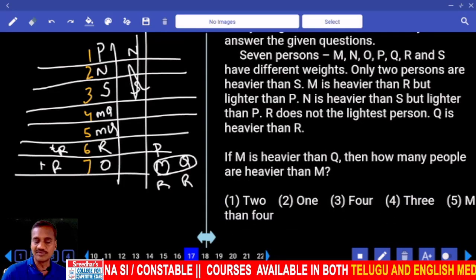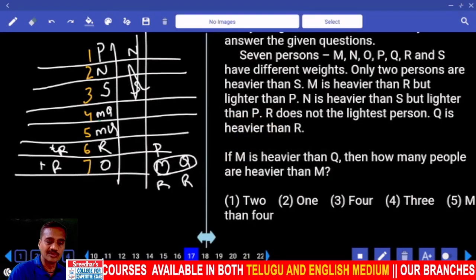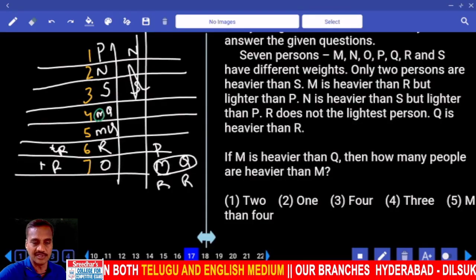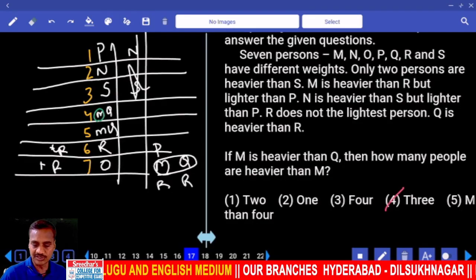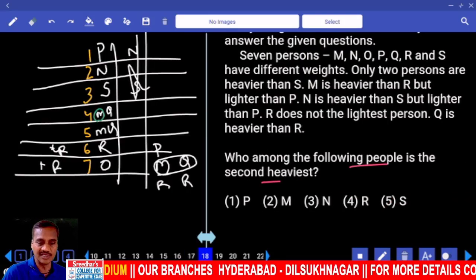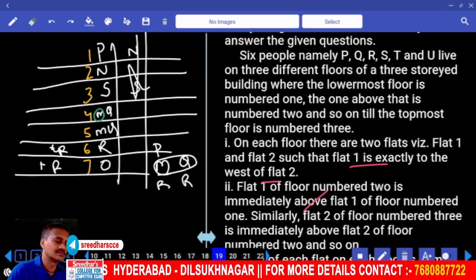Then if M is heavier than Q, why is this information given? Because as of now we cannot conclude about this. M is heavier than, how many people are heavier than M? There are 3 persons, choice 4, 17. Then who among the following is the second heaviest? N. N, choice 3, question number 18.